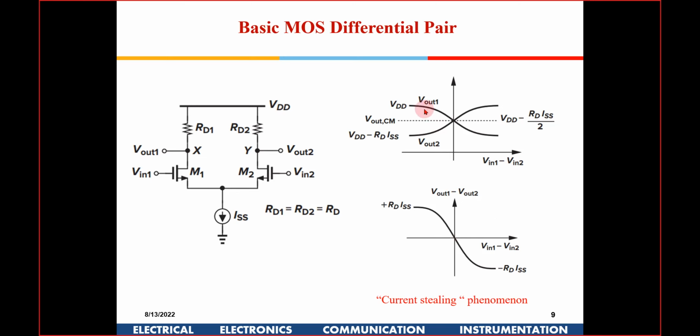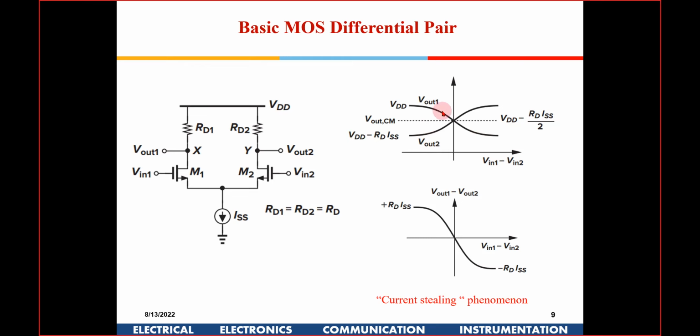So more and more current will flow here, and finally the entire current will flow here and no current will flow here. If I keep increasing Vin, we will reach a situation where the entire ISS will flow only in this branch. It will not flow here. In that case, what will be the output voltage? This particular voltage will be VDD minus ID RD.